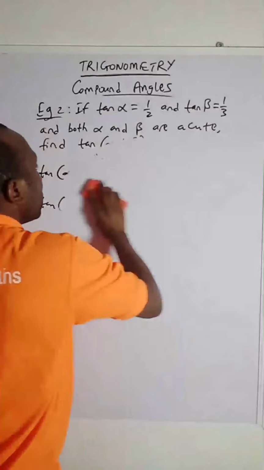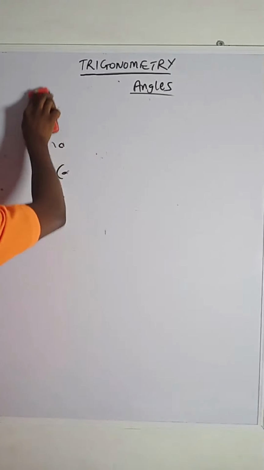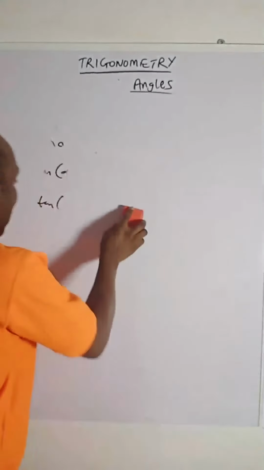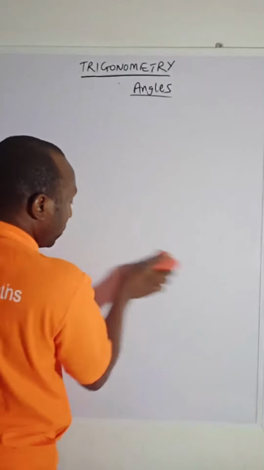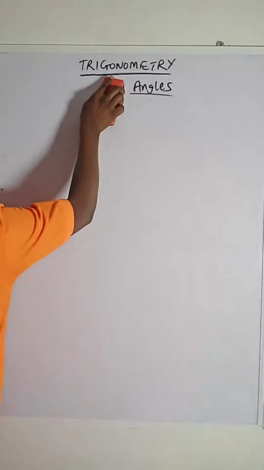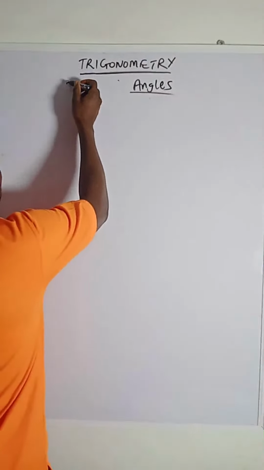Let's move on to another example. So what we want to look at now is double angles. I think we're through with that; we'll come back to it. Let's look at double angles.